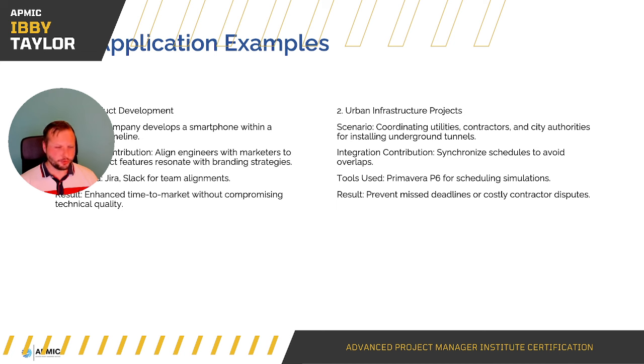So new product development. The scenario: a company develops a smartphone within a competitive timeline. Now the contribution of the integration is going to align engineers with marketers to ensure product features resonate with branding strategies. Tools used: Jira, it's great for planning, Slack for team alignments and communication, and the result is an enhanced time to market without compromising technical quality.